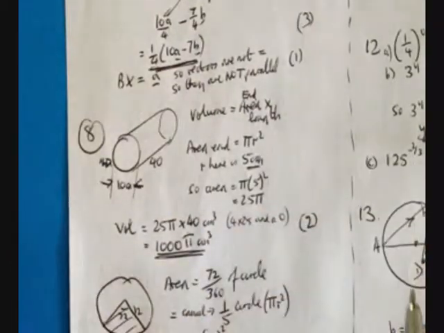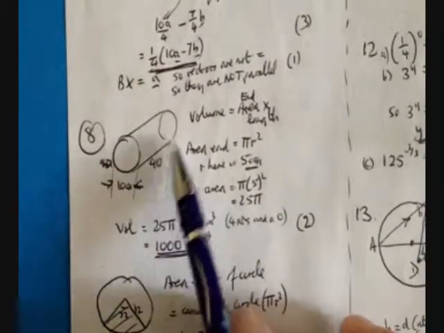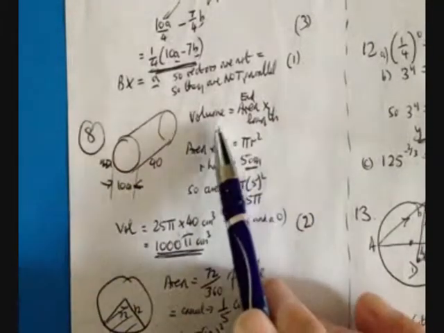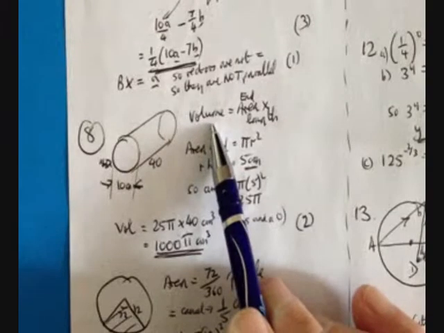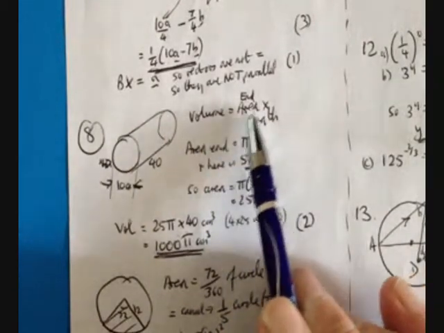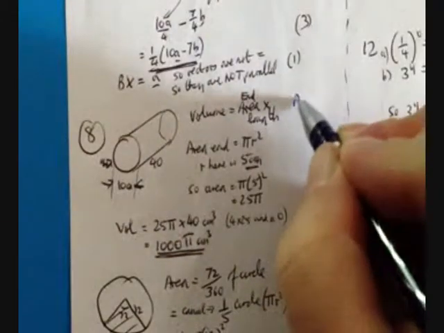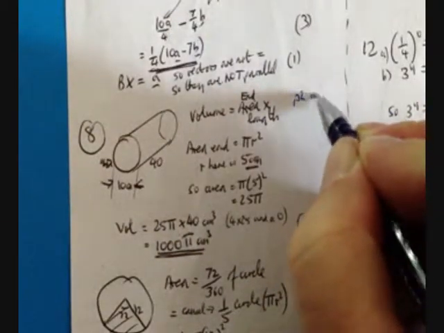Okay, question 8. A cylinder, and we're asked to show its volume. Now, again, please, please, please write this down. Volume is the area of the end times the length. It's on page 2 of the answer book.